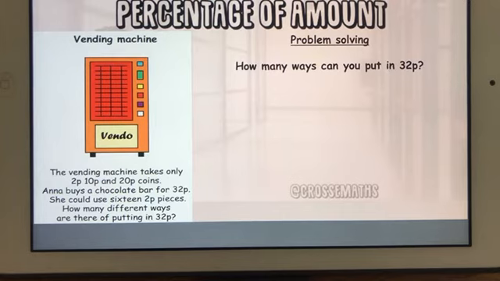So it's problem solving now. You've got to think of all the different ways she can do it. How many different combinations are there of 2, 10 and 20p? I'll give you just over 2 minutes. It does take a little bit of thought.